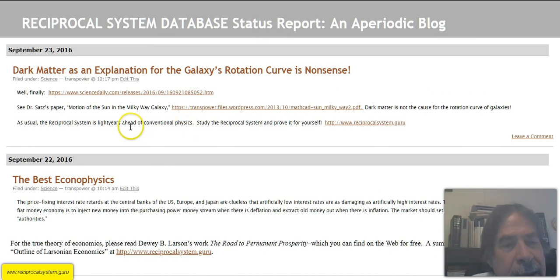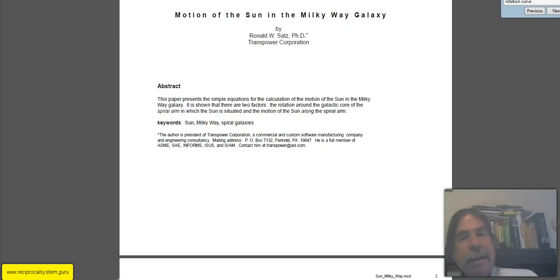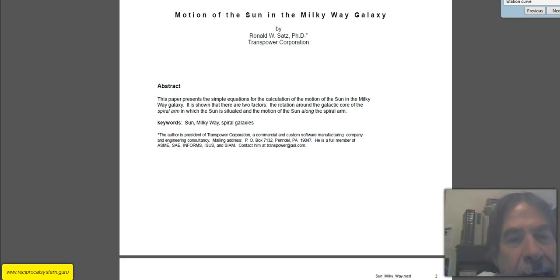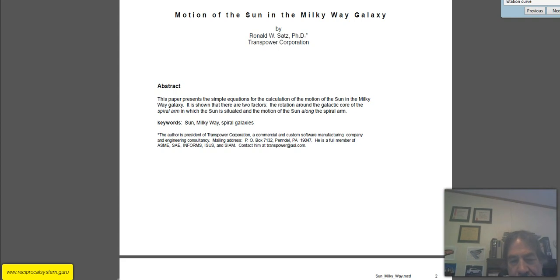So now, let's take a look at my paper, Motion of the Sun and the Milky Way Galaxy, which is in my magnum opus, Existence and Interactions, a computational treatise of the reciprocal system, the true theory of everything. So this is just one section, and I'm not going to go through the whole paper, but I'm just going to go through the section relevant to the topic at hand.